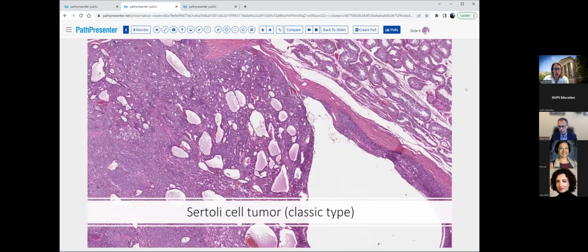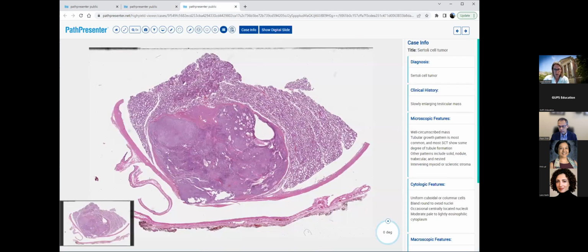So moving on to our PathPresenter slides, the first one I'm going to start with is just our standard classic Sertoli cell tumor. This is one of the high yield cases that is included in the GUPS high yield section. Sertoli cell tumors are typically very well circumscribed, which we can see here. It's got a very distinct border, pushing the adjacent testicular parenchyma out of the way.